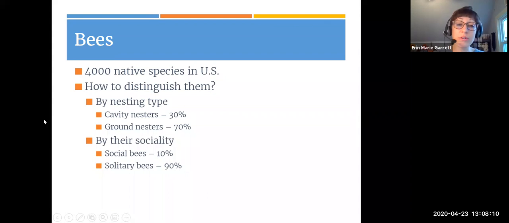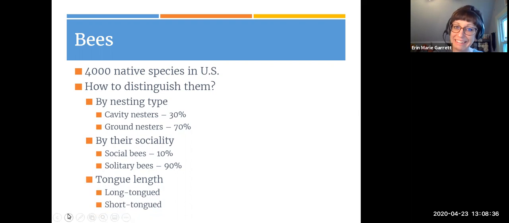But we can also group bees by their sociality, okay? Again, most of us think of bees as being social creatures, but only 10% of bees are social, okay? So most bees are actually solitary ground nesting bees, despite our popular belief that they're not those 2 things, okay? And then my favorite way to group bees, just because it seems so bizarre when you first think of it, is by their tongue length. Okay, so we have bees that are long-tongued and bees that are short-tongued.